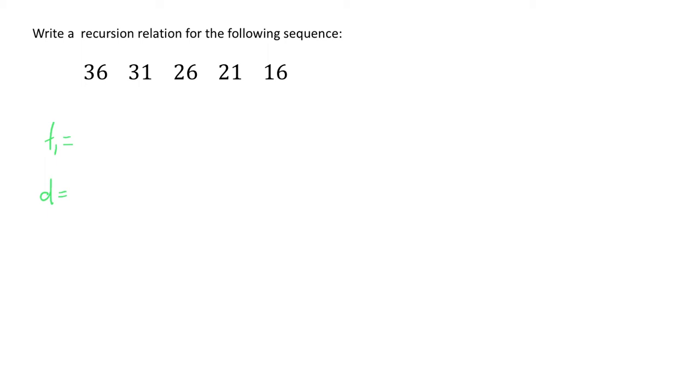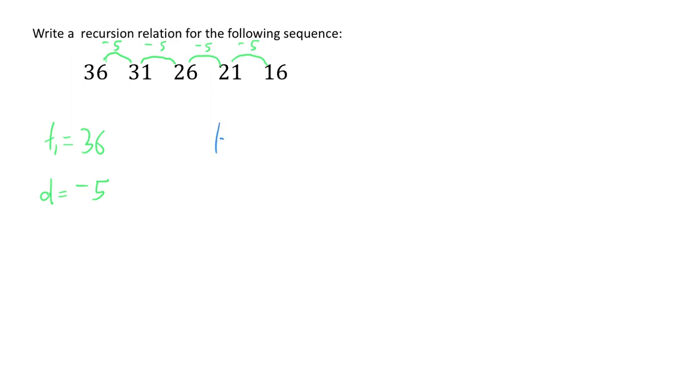My first term is going to be 36 because that's the number I'm starting at. When I'm looking at the sequence, I can see that when I go from 36 to 31, I'm subtracting 5. When I go from 31 to 26, I'm subtracting 5, and I'm subtracting 5 every time I move on to the next number. So that tells me my common difference is going to be negative 5. Now that I've found my first term and my common difference, I can write my recursion relation.